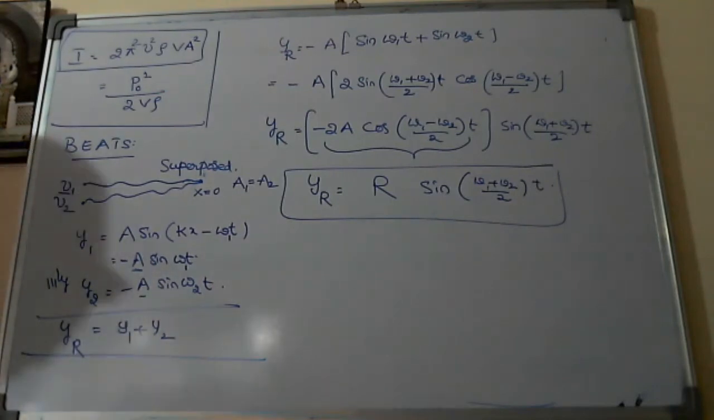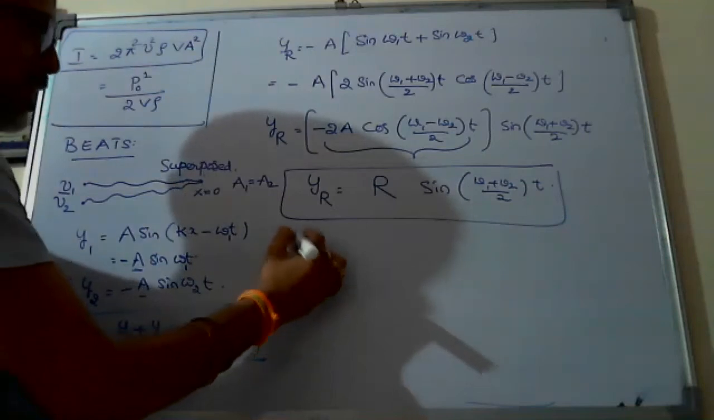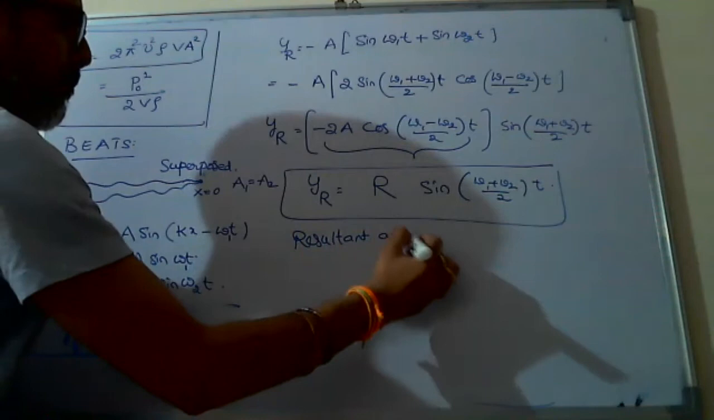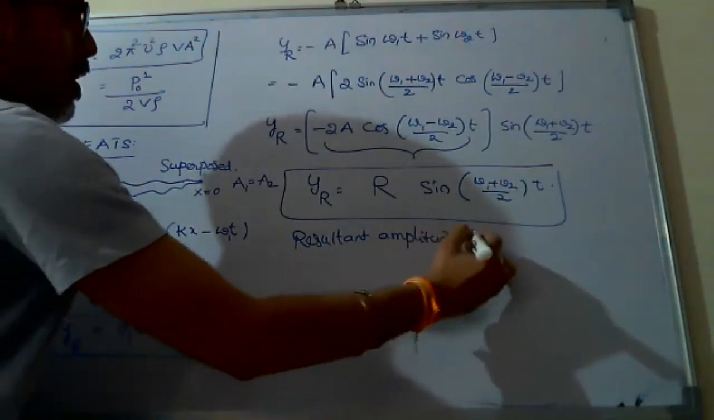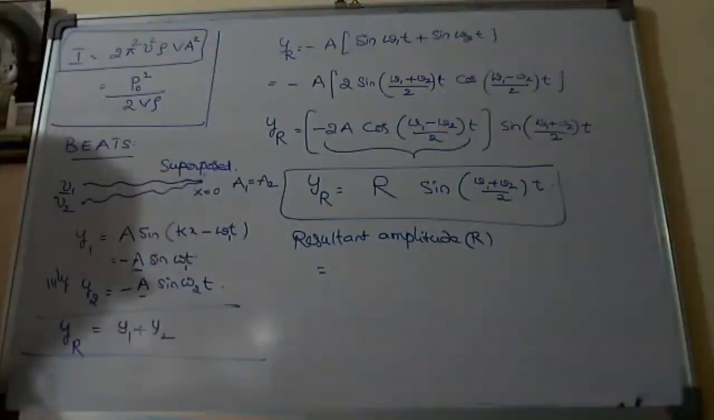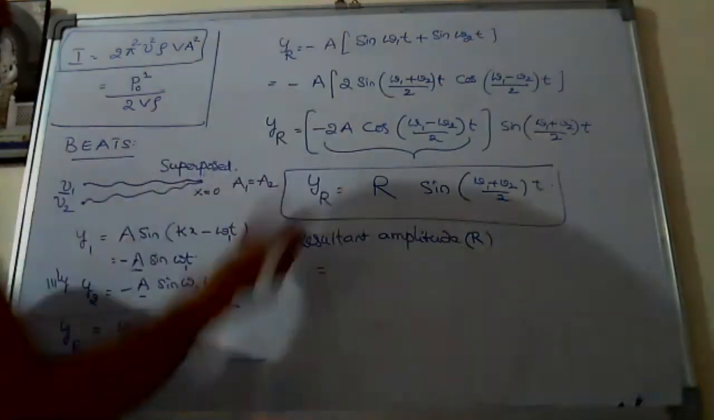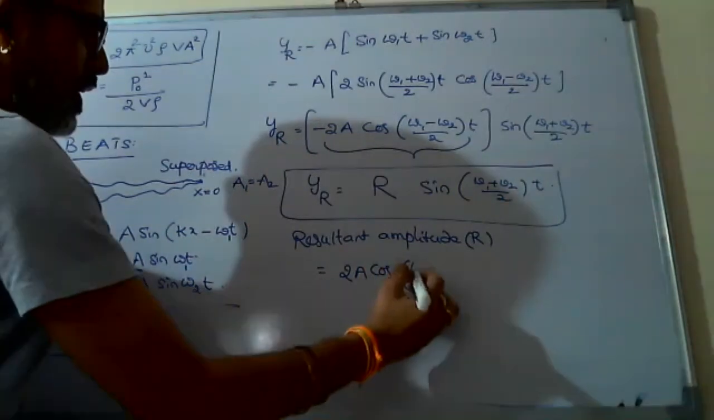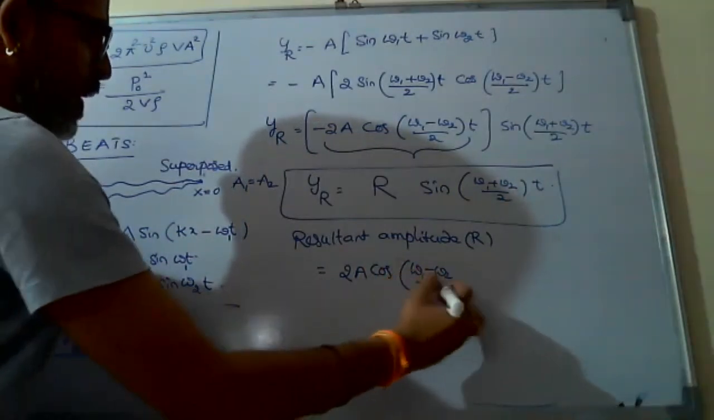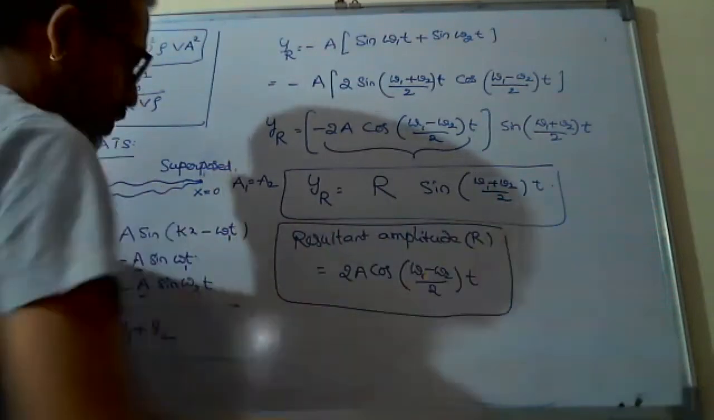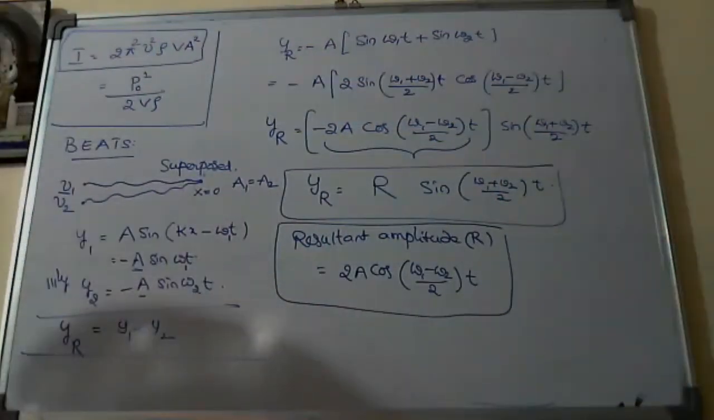So after superposing, what did I get? The resultant amplitude R is equal to plus or minus, since an amplitude may be positive or negative, 2A cos((ω1 − ω2)/2 × t). This is the resultant amplitude.